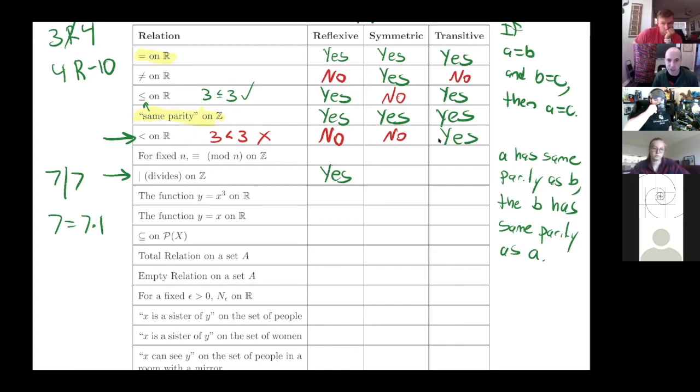Is the relation symmetric? The majority here said no, and that is true because, for example, 2 divides 4, but 4 does not divide 2.